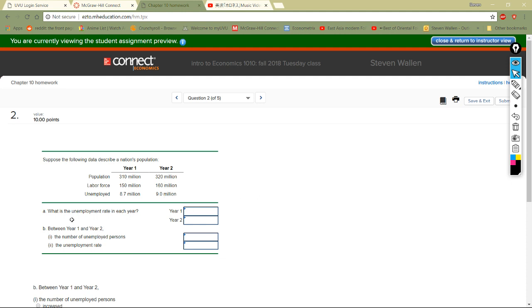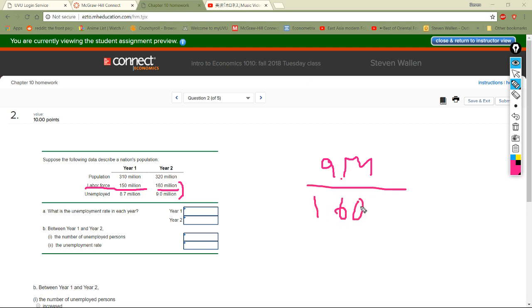Well, let's take a look. What is the unemployment rate in each year? Unemployment rate's pretty simple. You're going to use these numbers and compare it to the number below it. So all I do is take 9 million. This is for this one right here. I'm going to take 9 million divided by 160 million. That's it. That's all you have to do.